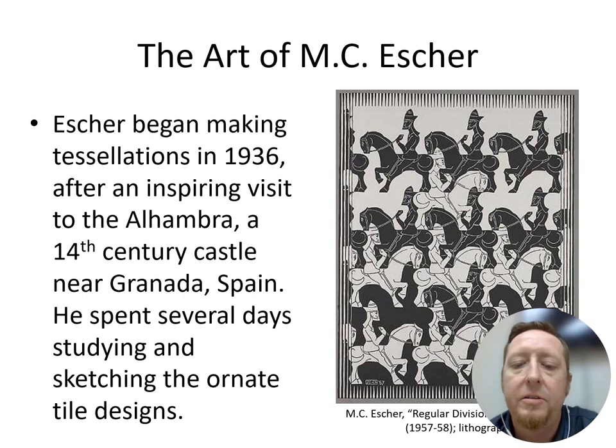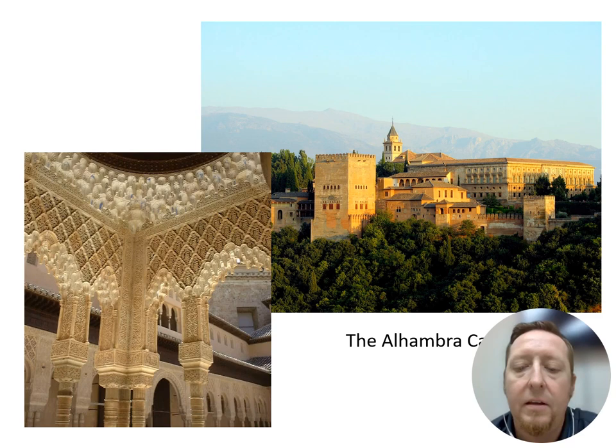M.C. Escher started making his tessellations in 1936 after a visit to a 14th century castle in Spain. He spent several days studying there and sketching the ornate tile designs, which were also tessellation designs, and he started to create artwork based off of this. Here is a picture of the castle, and here are some of those tessellations that inspired him.